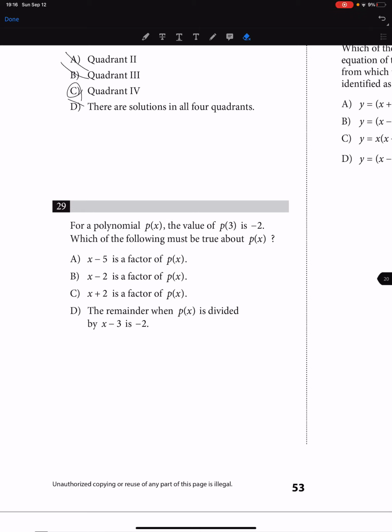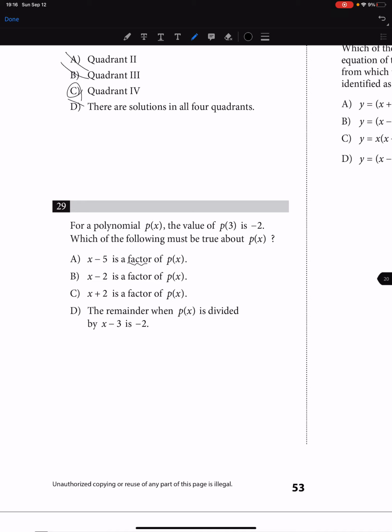Question 29. For a polynomial p(x), the value of p(3) is -2. Which of the following must be true about p(x)? In order to solve this question, you should use some mathematical skills and maybe some proving skills as well.